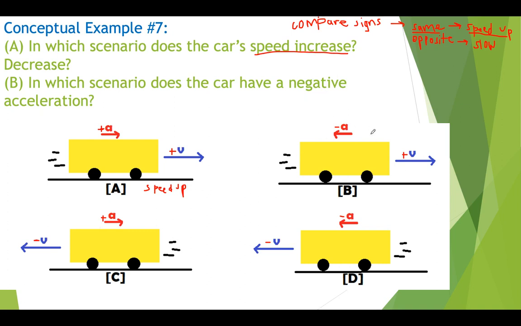In B, acceleration is negative and velocity is positive. So these signs are opposite. Opposite signs mean that the object is slowing down. C, again, we have opposite signs. So cart C is slowing down. Cart D, acceleration and velocity are both negative. So the object is going to speed up.